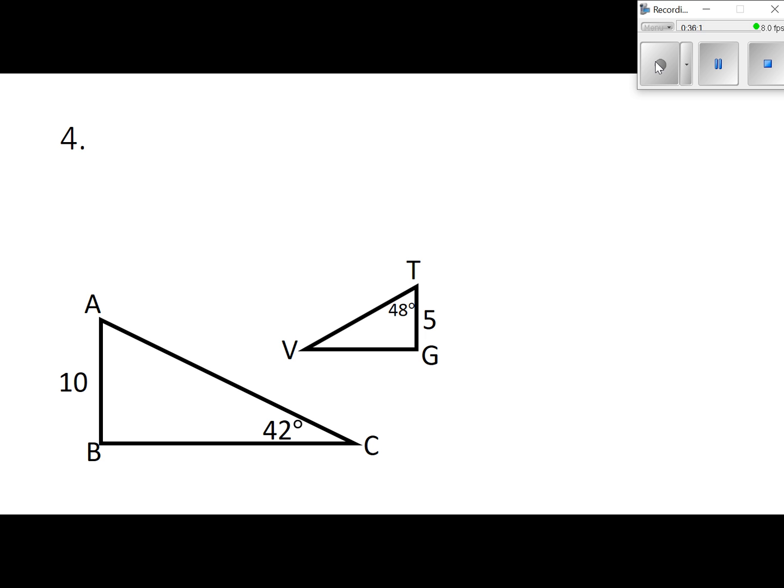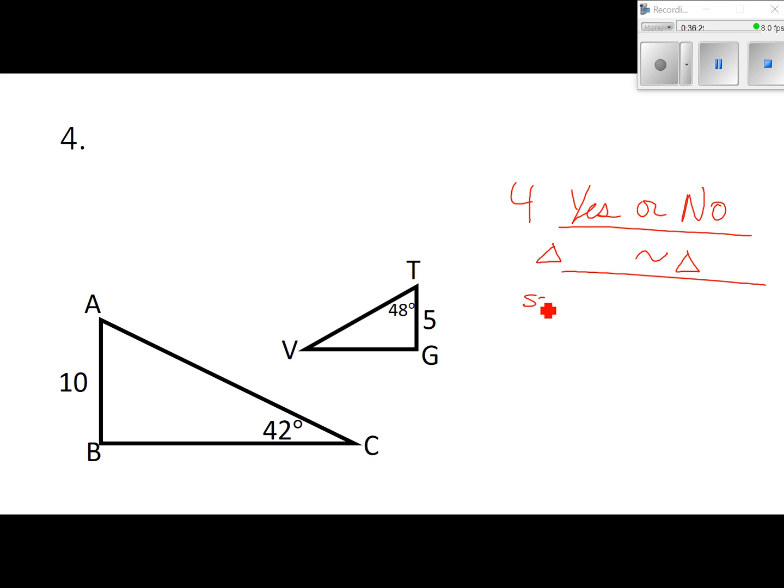You'll notice outside there, number 4 has a blank and it says yes or no. You're just going to circle one of those 2. Then it says triangle something is similar to triangle something else. You're going to write in the triangles, make sure you match them up. Then it has the scale factor. You're going to give the scale factor in that 3rd line. So this is number 4.